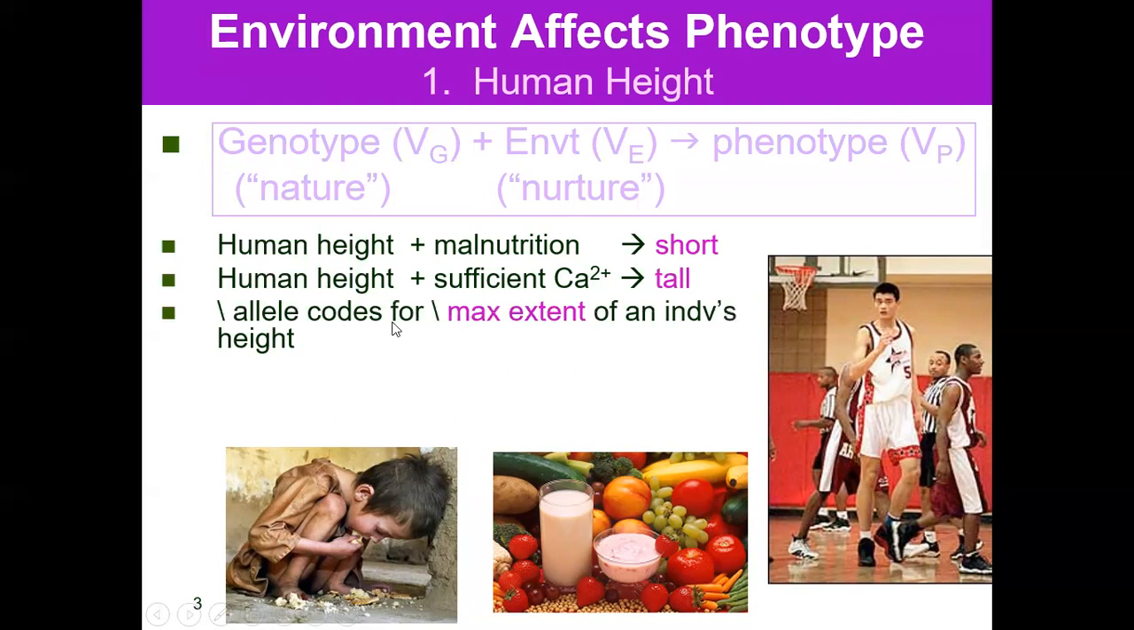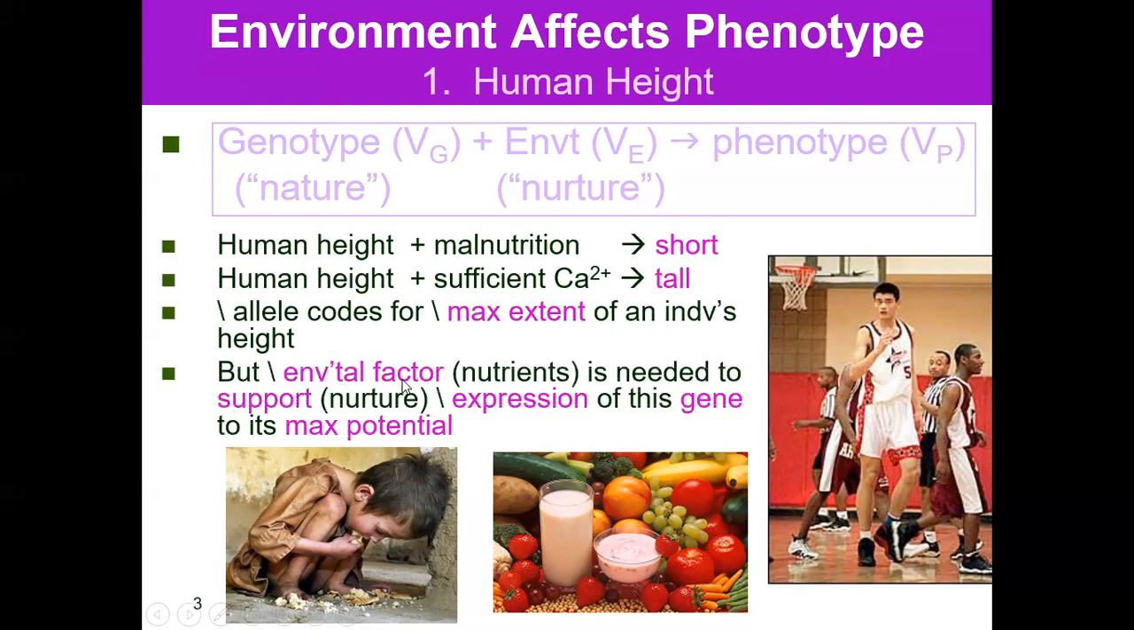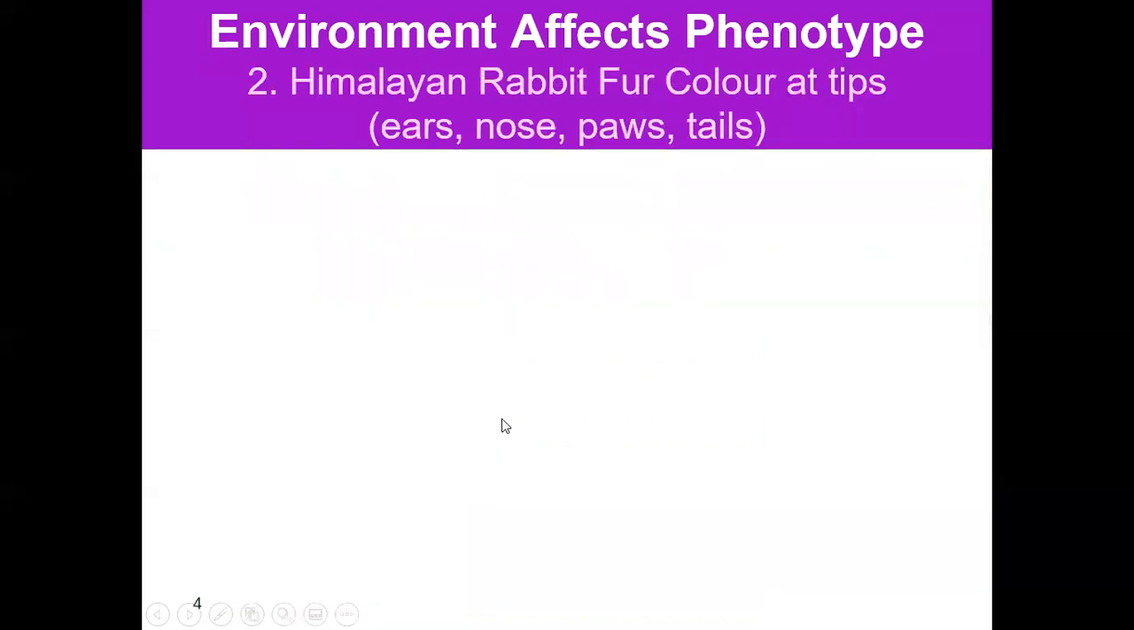So the allele will code for the maximum extent of an individual's height. How tall can you grow? But in actual fact, how tall you grow depends on environmental factor. It means the nutrients that you're able to obtain from the environment to support the expression of the gene to its maximum potential. Second example, Himalayan rabbit fur color at the tips.